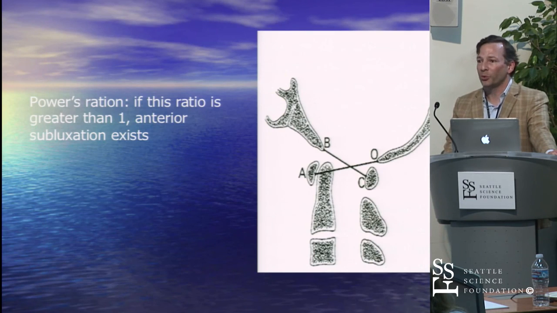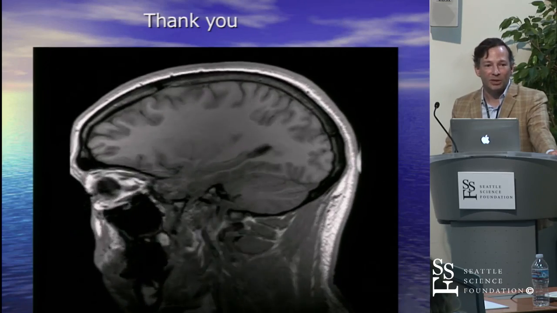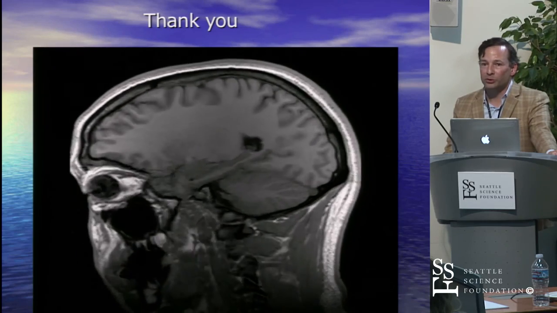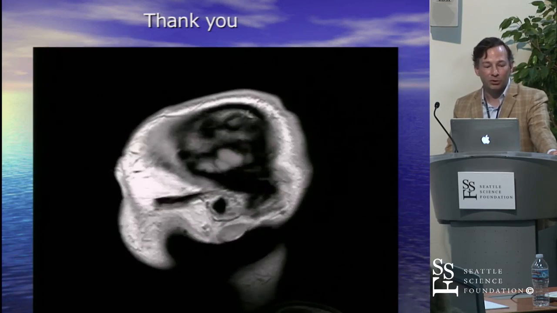So a better way of looking at this is probably the ratio that Powers developed, where one takes the basion to the posterior arch of C1 and divides that by opisthion to the anterior arch of C1 and gets a ratio. So that ratios greater than 1 indicate that there may be some anterior subluxation of the craniocervical junction. So that's a very quick review of some anatomy that we find at the base of the skull and top of the spine, and hopefully that will be useful to you when we're across the hall and looking at some of that specific anatomy. Thank you for your attention.